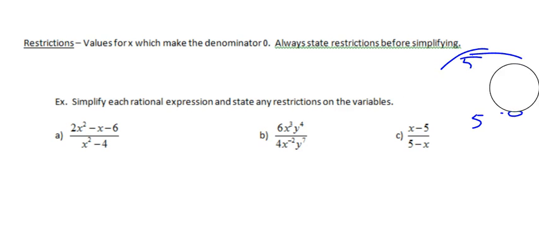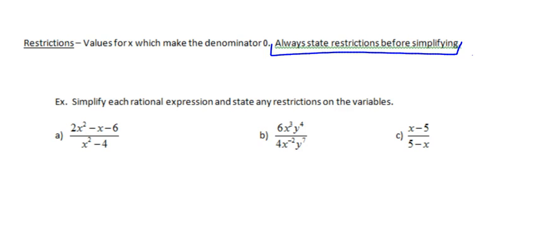Because of that, in this chapter, we always want to look out for values of x that make the denominator 0. Now, the most important thing that you got to remember, because a lot of us forget, is always state your domain restrictions before you simplify. Okay? So let's take a look at this. Let's look at some examples here.